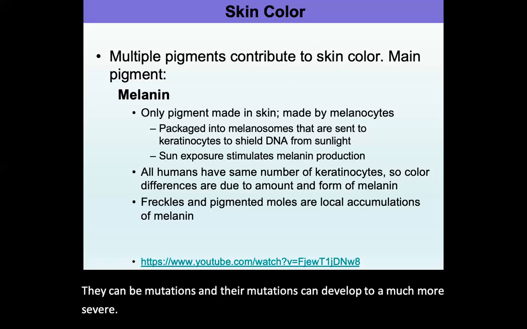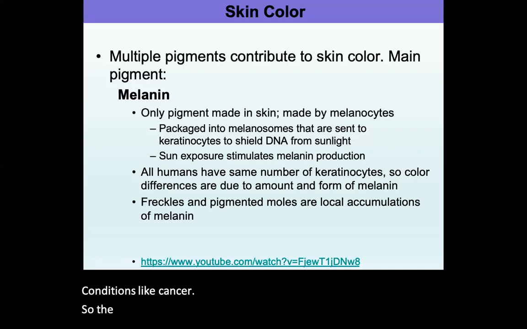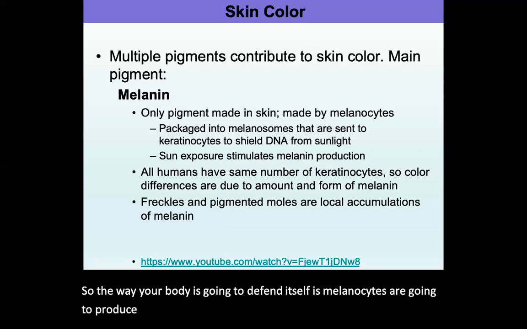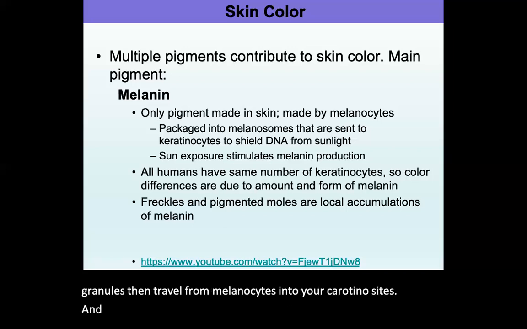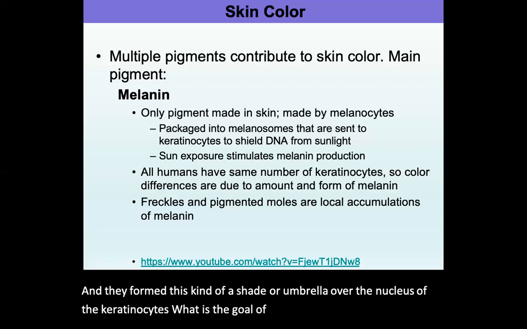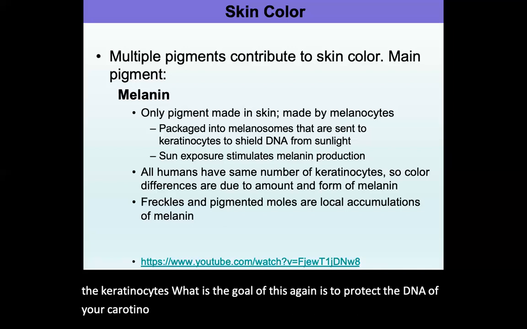conditions like cancer. So the way your body is going to defend itself is melanocytes are going to produce melanin and pack it into little granules. These granules then travel from melanocytes into your keratinocytes, and they form a kind of shade or umbrella over the nucleus of the keratinocytes. What is the goal of this again? It is to protect the DNA of your keratinocytes against the UV rays. So these melanins are going to absorb your UV rays.